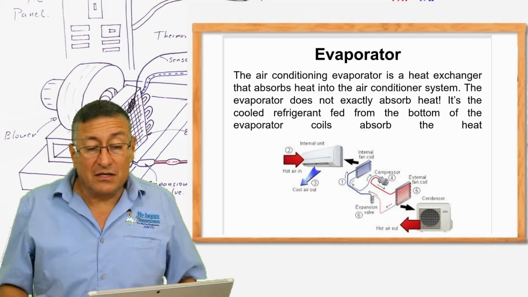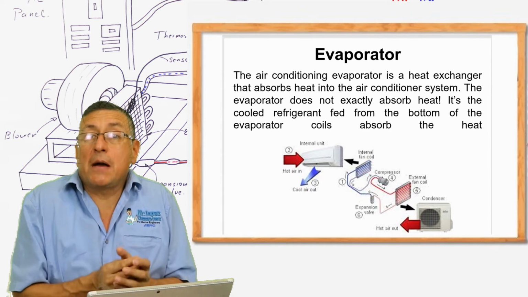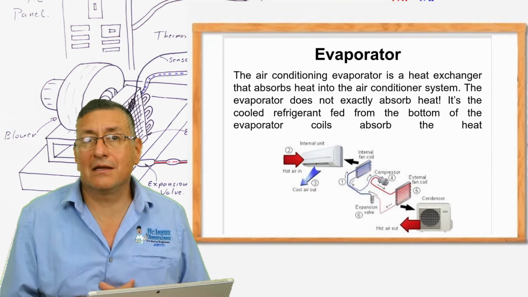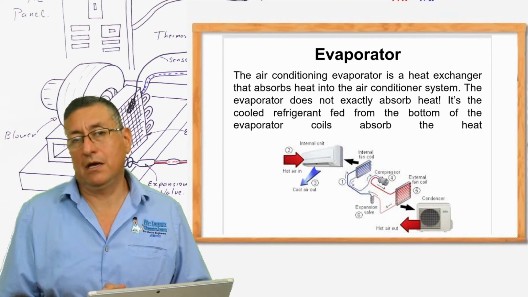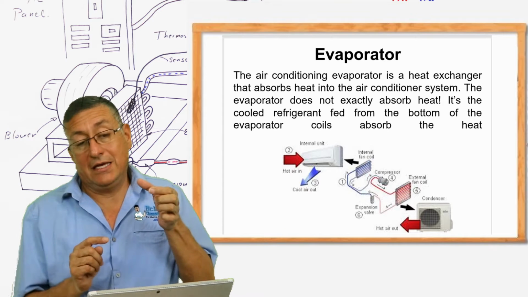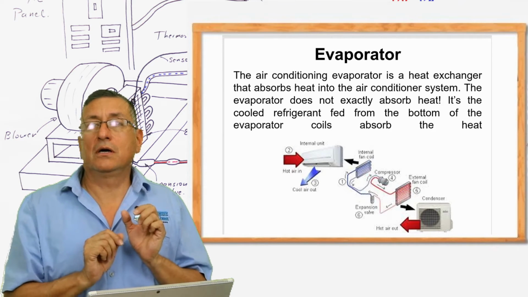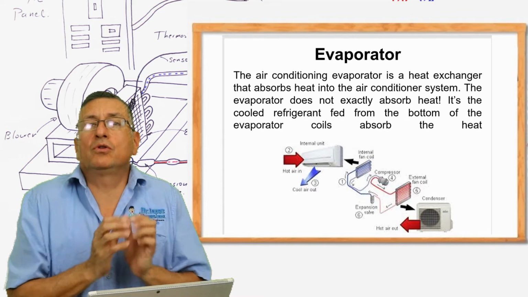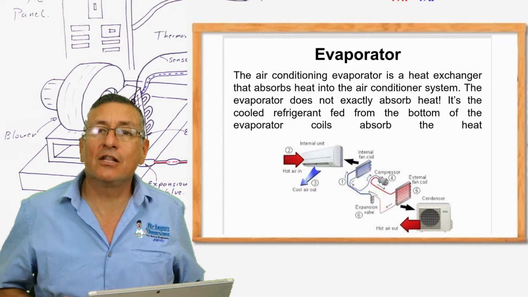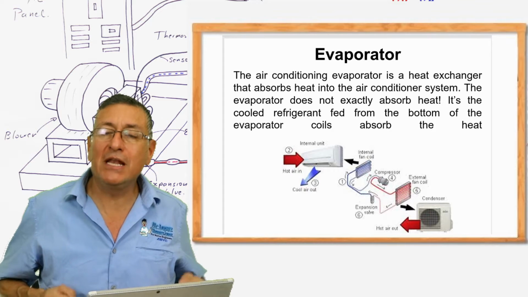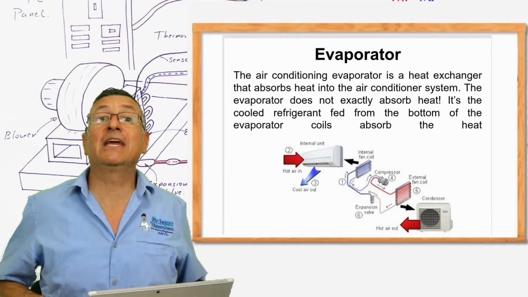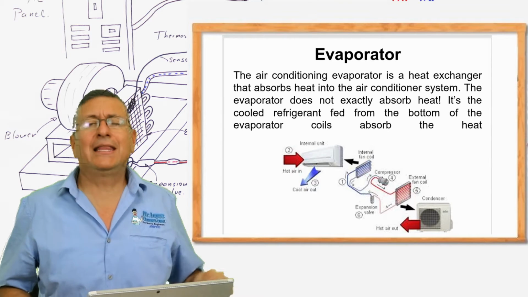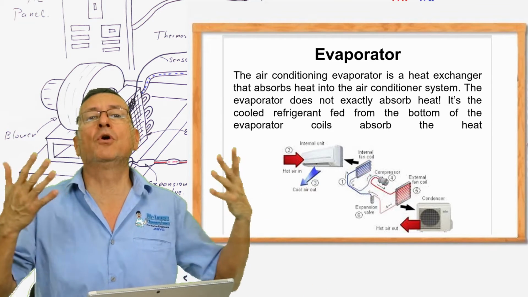The evaporator doesn't exactly absorb heat. It's the refrigerant. Yes, I explained. It's the refrigerant. Okay. Because the refrigerant internally through the radiator is at low temperature. It's boiling. But it's at low temperature, because you remember what is the boiling point of the refrigerant? Minus 22 degrees Fahrenheit. At that low temperature, it starts to boil.